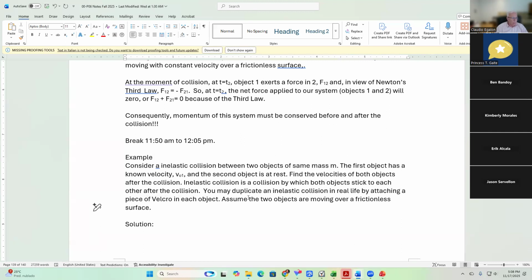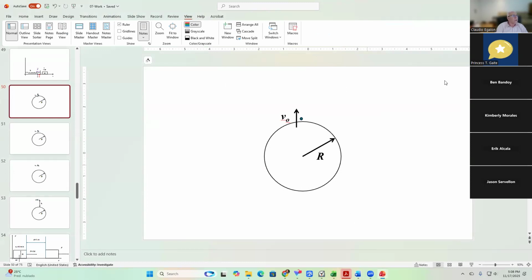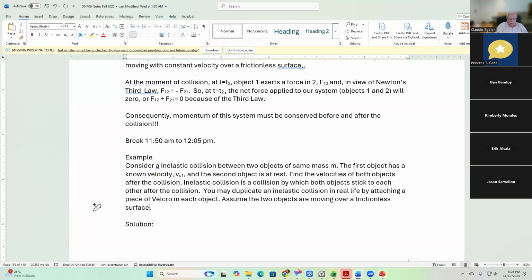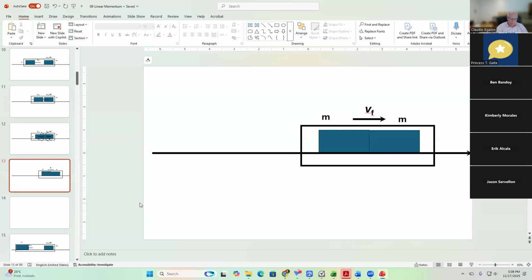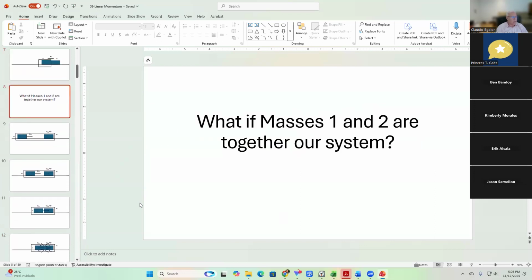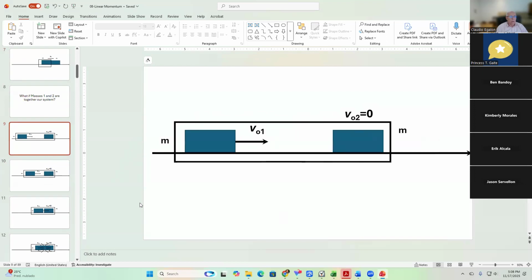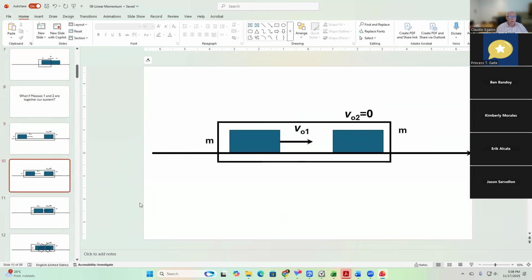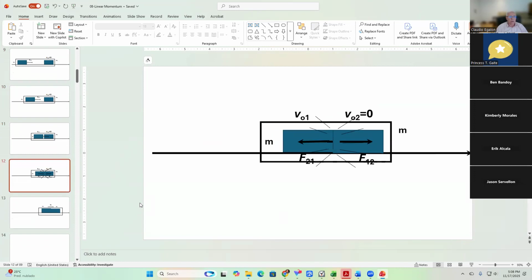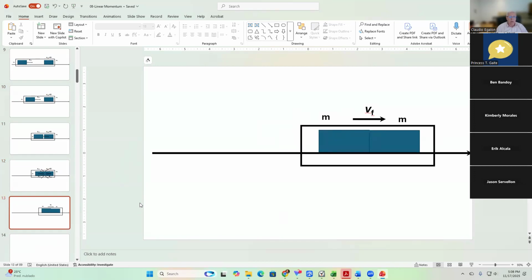And now, here is the situation that you already saw. One object moving towards the other one. The first one is at rest. They collide. Because the system is considered to be the two objects, the net force applied to the system is going to be 0. And then we have this final velocity. We want to find out the final velocity of the set.